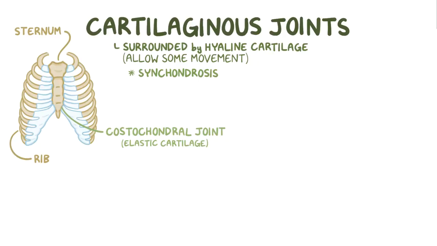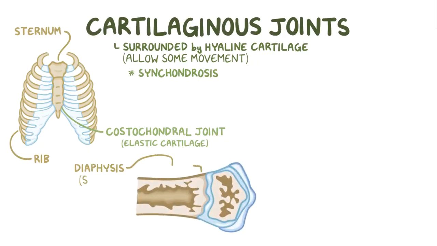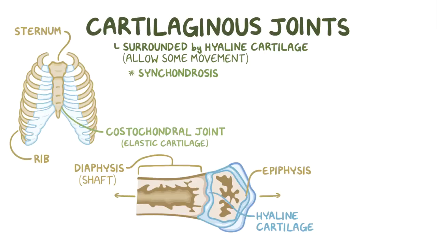Synchondrosis is also found between the diaphysis, which is the shaft of a long bone, and the epiphysis, which is the rounded tip of a long bone. The hyaline cartilage in the synchondrosis allows the bone to grow in length, and eventually this cartilage accumulates more calcium and undergoes ossification, which is when the synchondrosis turns into bone.